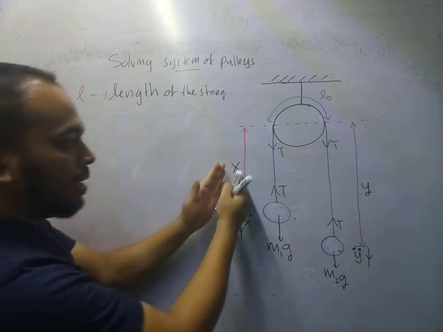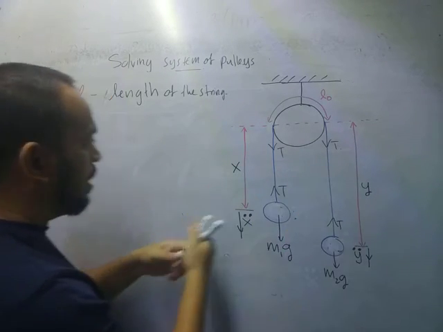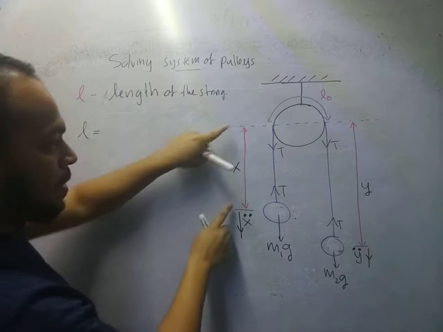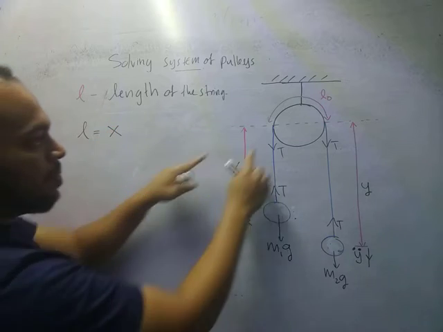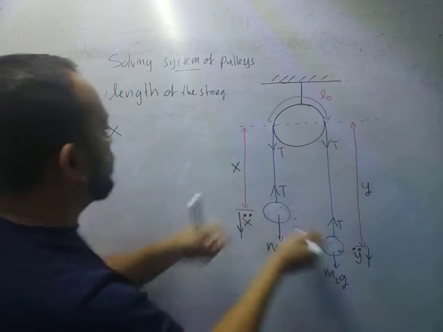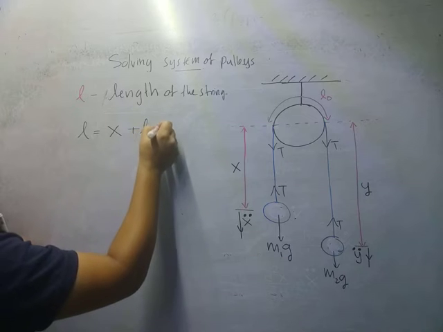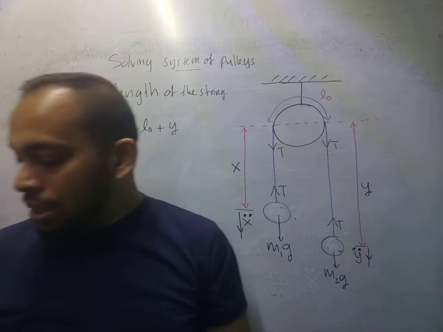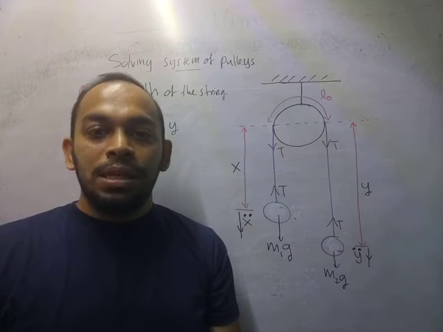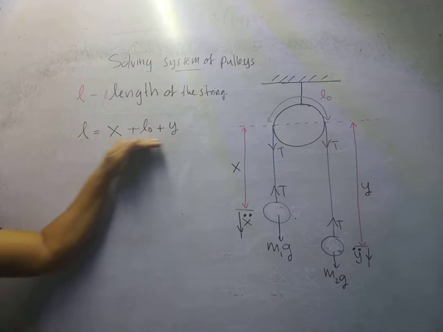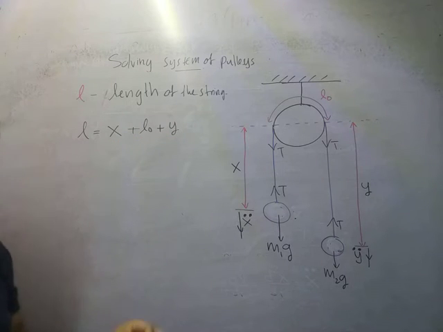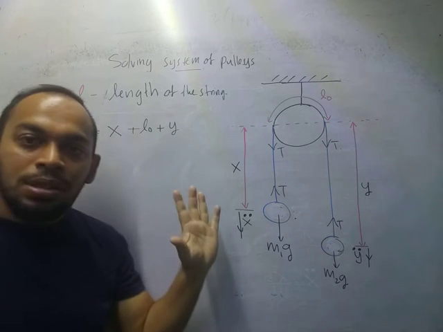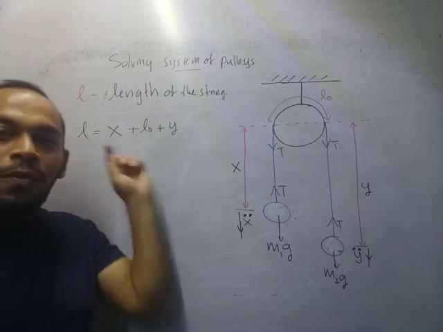But we can get a connection between x and y by this. L must be equal to what? x plus L naught plus y plus L naught. Now, if you can remember implicit differentiation, we are going to differentiate this with respect to time. Because the x and y variables are changing, L and L naught will not change. L will not change. Why?